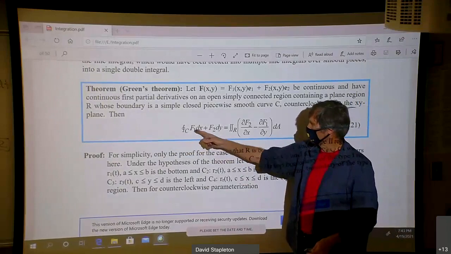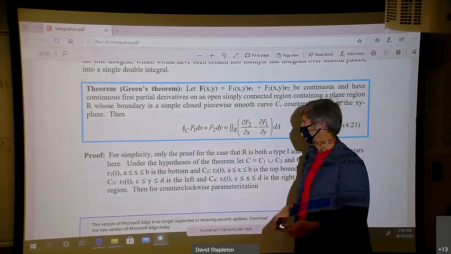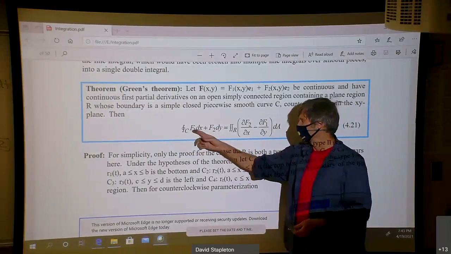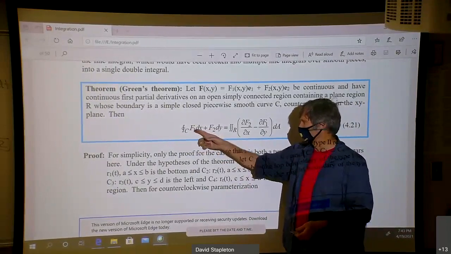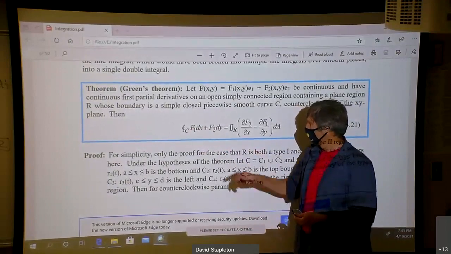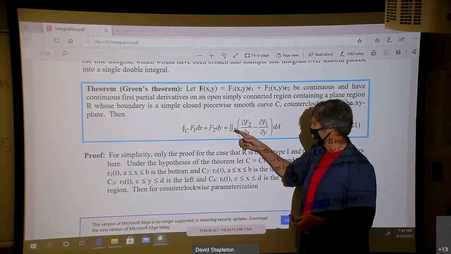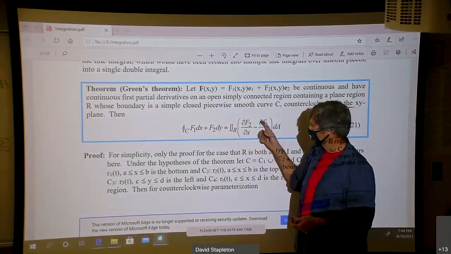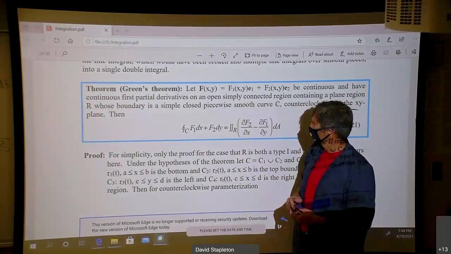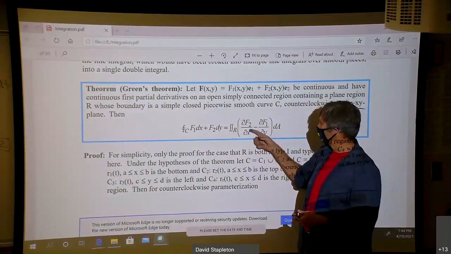I put F1 and F2 instead of little f and little g like the book does. I like this notation better when I wrote the notes up some time ago. I'm sorry the notes slightly differ. You've got little f and little g in the book and F1 and F2 in my notation. Vector field F. To evaluate F dot dr, this line integral, you can take the double integral over the enclosed region by this simple smooth piecewise closed curve of dF2 dx minus dF1 dy.